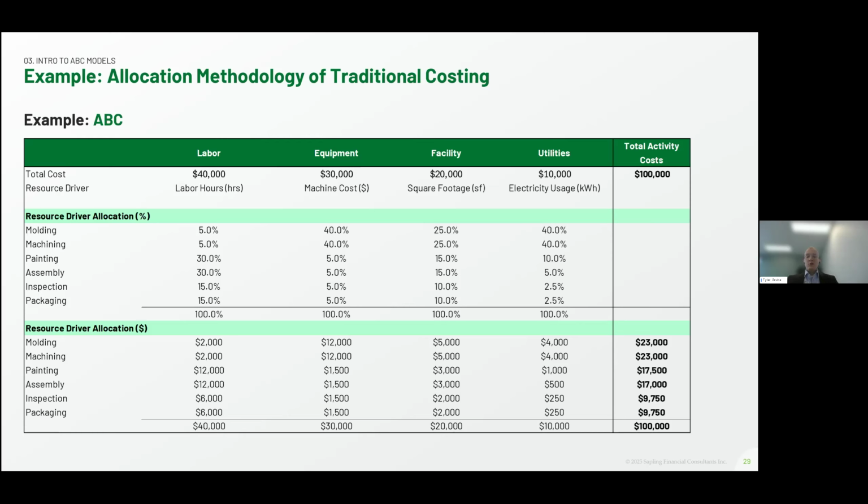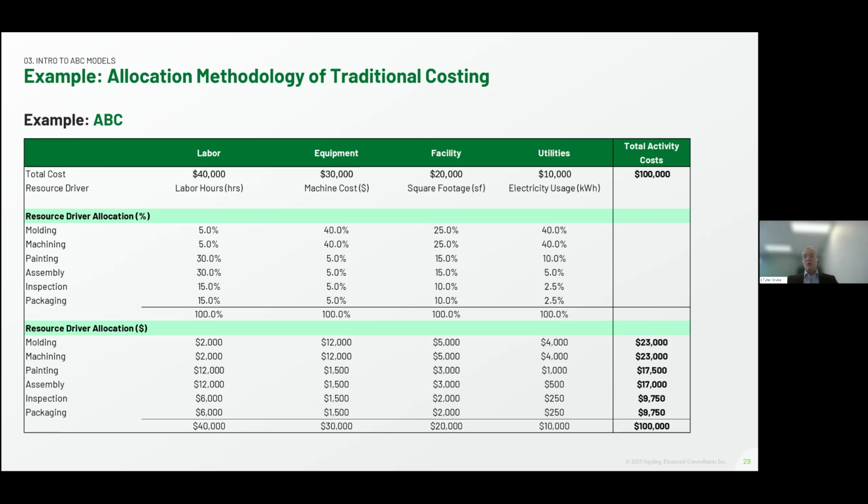These total resource costs are multiplied by the resource driver allocation percentages to get the cost of each resource for each activity. These resource pool allocations for each activity are then summed to derive a total activity cost estimate, as can be seen in the column on the right titled Total Activity Costs, which totals to the initial resource overhead cost allocation of 100,000.